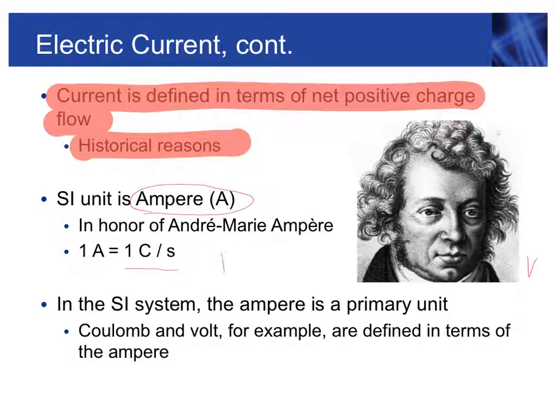It's also defined as 1 coulomb per second. Makes sense. Definition of current: I is equal to delta Q over delta T. Q is measured in coulombs, time is measured in seconds. So 1 ampere is equal to 1 coulomb per second. In the standard system of units, the ampere is a primary unit, and coulomb and volt, for example, are defined in terms of the ampere. This is just an interesting fact.